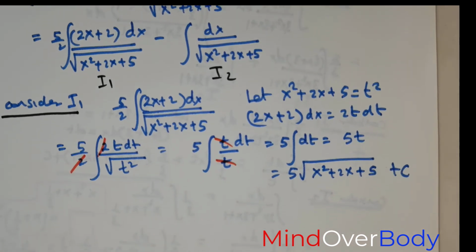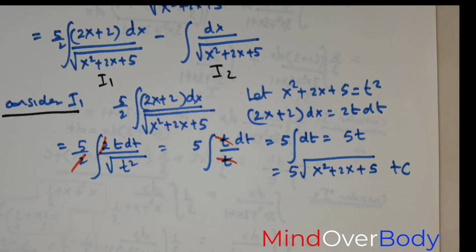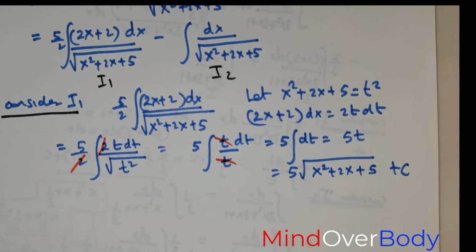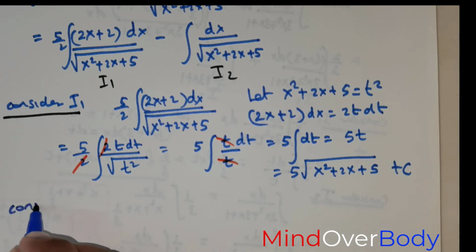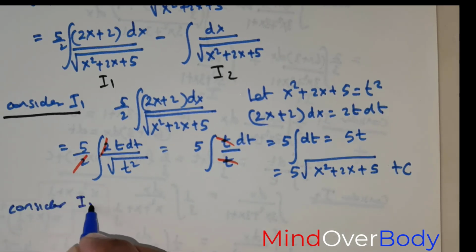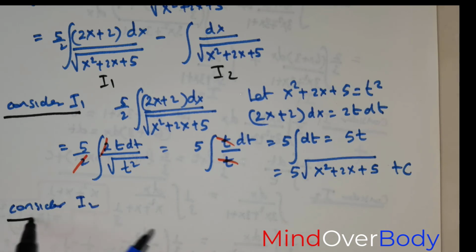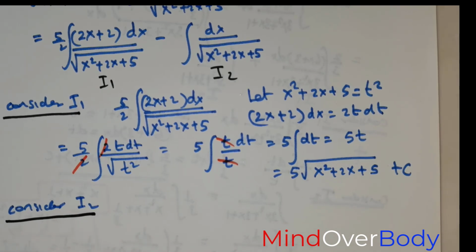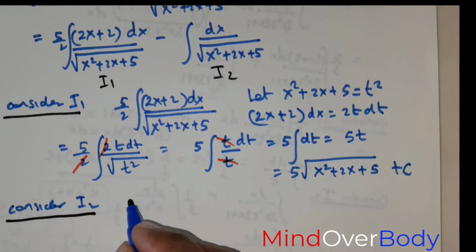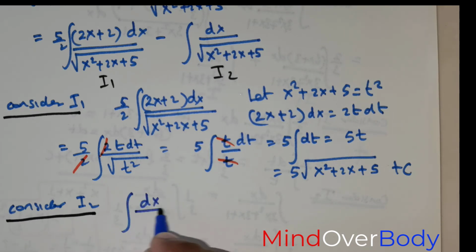So that is done. Now we will have to move to the other part of it. So let's do that. I'm going to consider now I2. So this is my I2. It's integral dx over square root of x squared + 2x + 5.